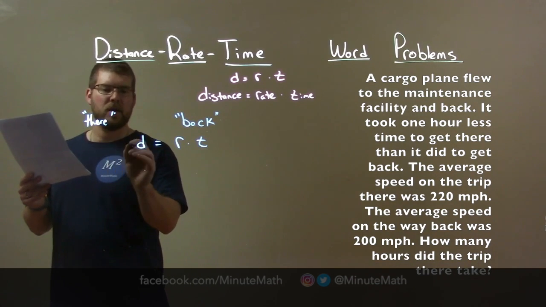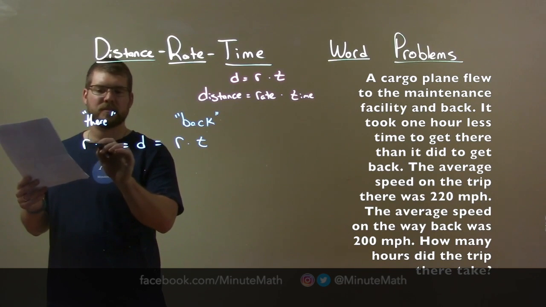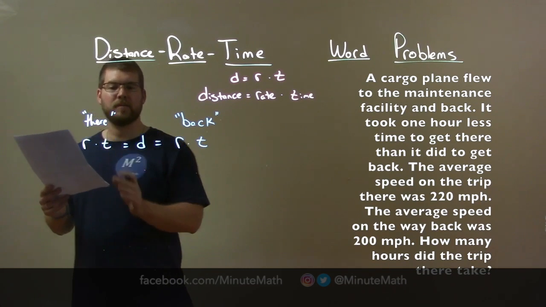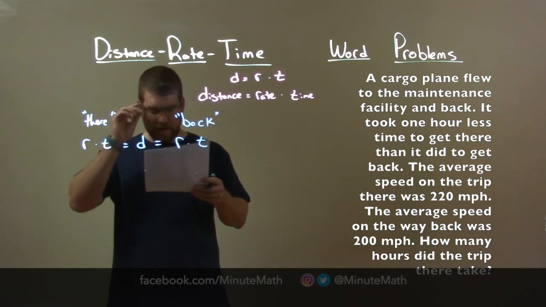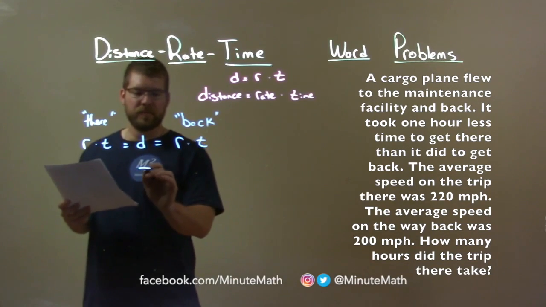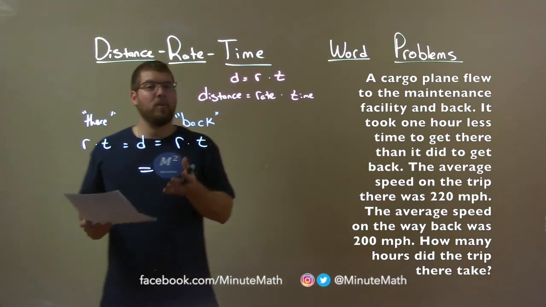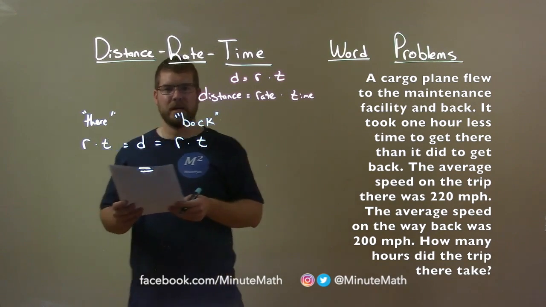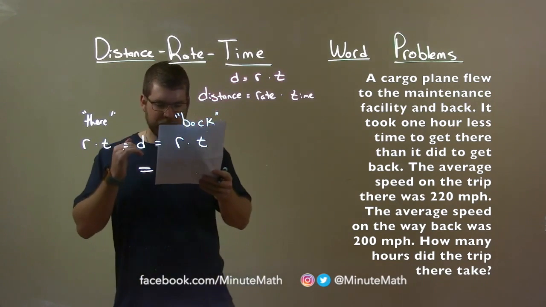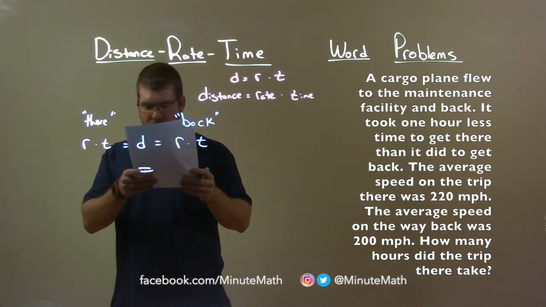So that distance, the rate times time there should equal the same rate times time on the way back. Okay, this helps us here. So since they're both equal, we don't really need to know what that distance is. So we can set them equal to each other. Now we have rate times time. Well, the rate there was 220 miles per hour, and the rate back was 200 miles per hour.